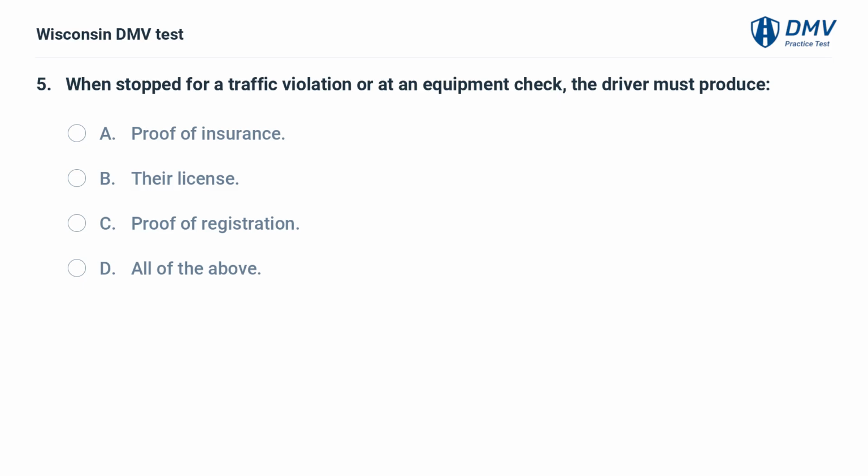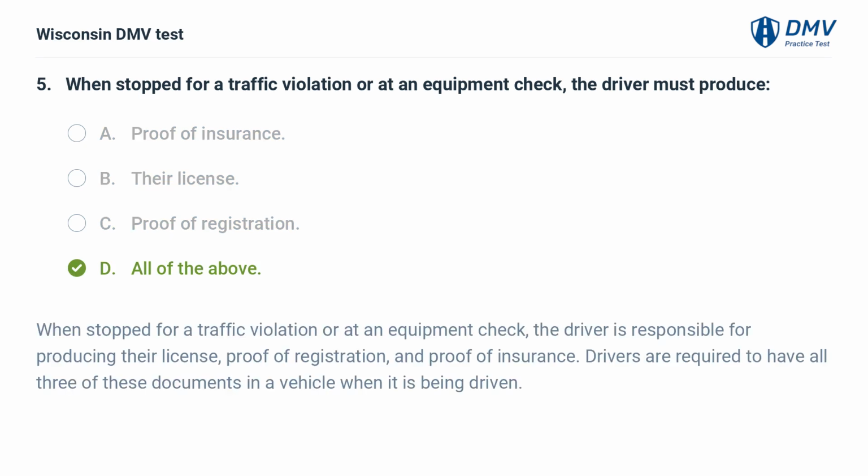When stopped for a traffic violation or at an equipment check, the driver must produce A. Proof of insurance. B. Their license. C. Proof of registration. D. All of the above. D. All of the above. When stopped for a traffic violation or at an equipment check, the driver is responsible for producing their license, proof of registration, and proof of insurance. Drivers are required to have all three of these documents in a vehicle when it is being driven.